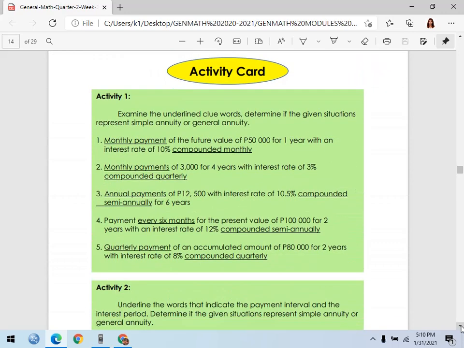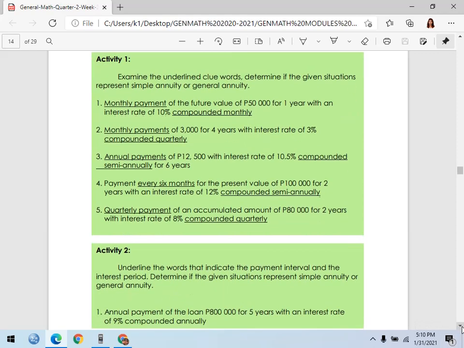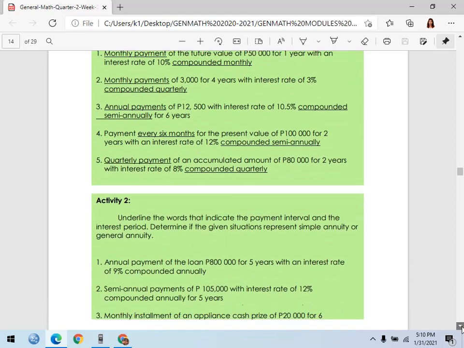So, for the activity card, you're just going to examine the underlined clue words, and then you're going to determine if the given situation represents simple annuity or general annuity. So again, pag same yung interval ng payment and interest period, that is a simple annuity. Pero pag magkaiba yung payment interval and the interest period, that is called general annuity. That is for activity 1.